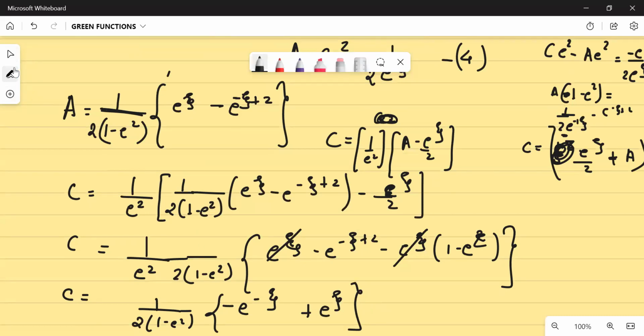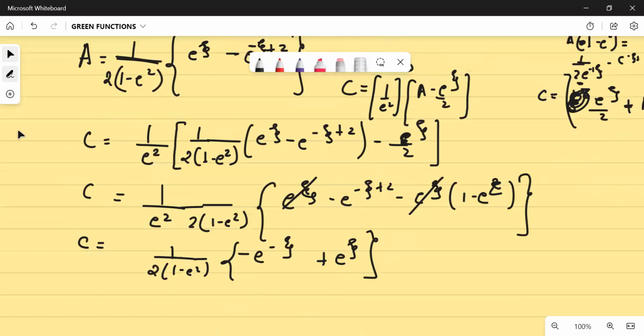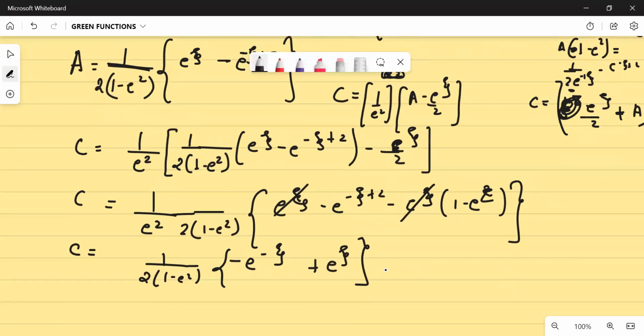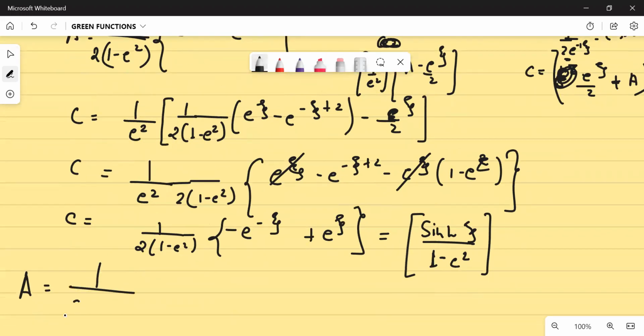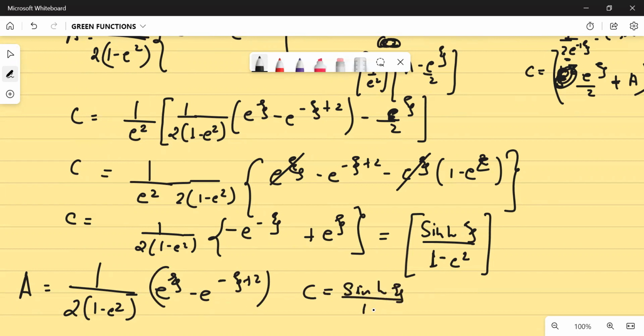So overall, my c happens to be sine hyperbolic zeta into 2, and when divided by 2, 1 minus e square. Is that clear? So your c is sine hyperbolic zeta upon 1 minus e square, and your a happens to be this entire thing. So I'll write again, a is equal to 1 upon 2 times 1 minus e square, and then e to the power zeta minus e to the power minus zeta plus 2, and c is equal to sine hyperbolic zeta upon 1 minus e square.